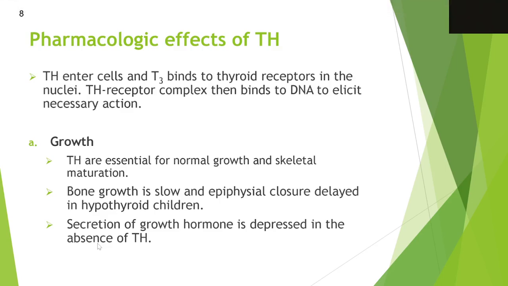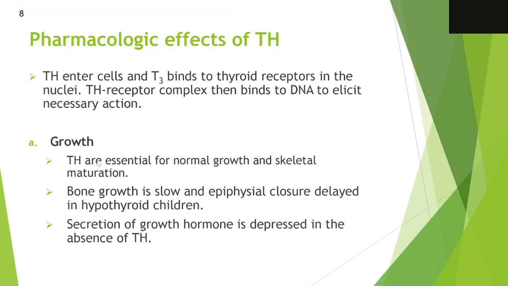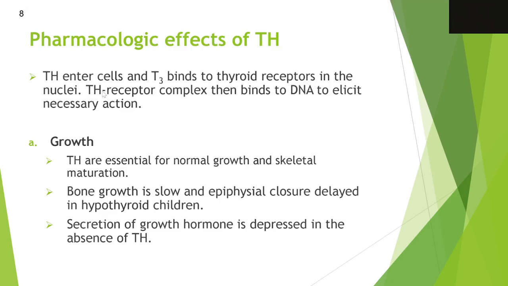Now, the pharmacological effect of thyroid hormone. The thyroid hormone enters the cell. T3 binds to thyroid receptor in the nuclei. Then the thyroid hormone receptor complex, which is the interaction between thyroid hormone and the receptor, binds to DNA, that's deoxyribonucleic acid, to elicit the necessary action.